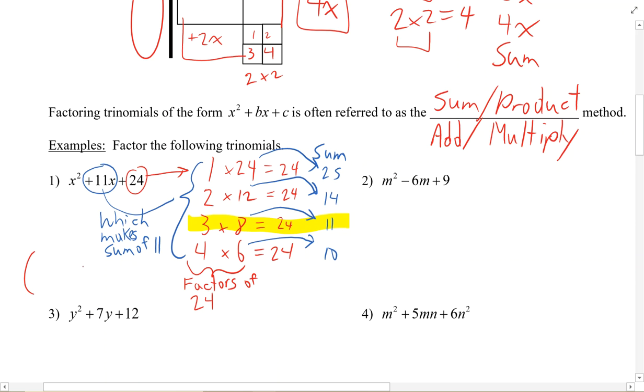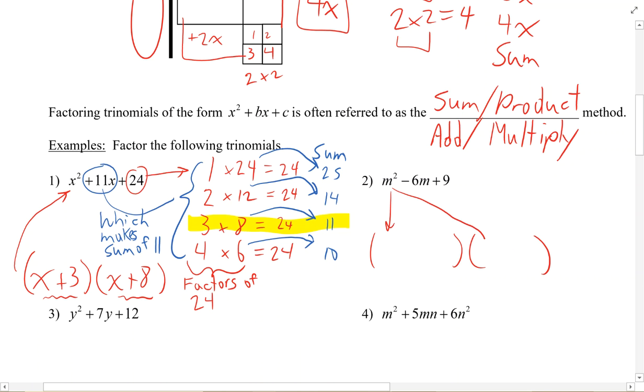So what we can do then is fill in x and x. That's where we get our x squared from. Okay, and then it's just going to be plus 3 and plus 8. And when we multiply these together, what do we get? x squared plus 11x plus 24. Okay, so let's try this with the next one. The m squared breaks down into m times m.